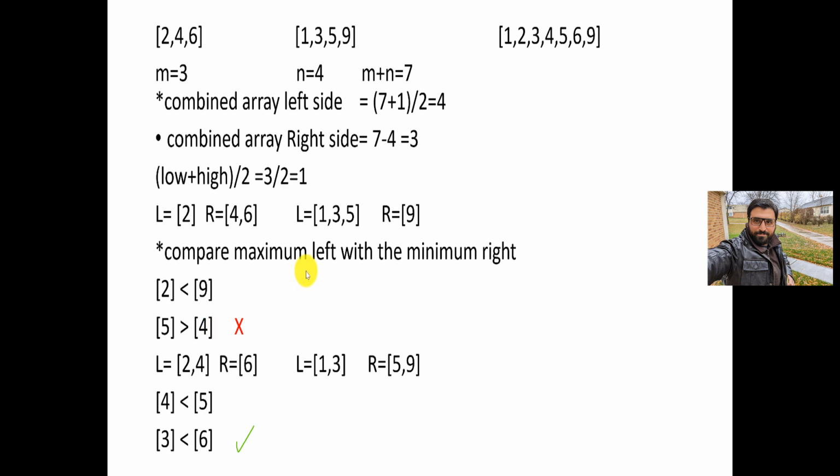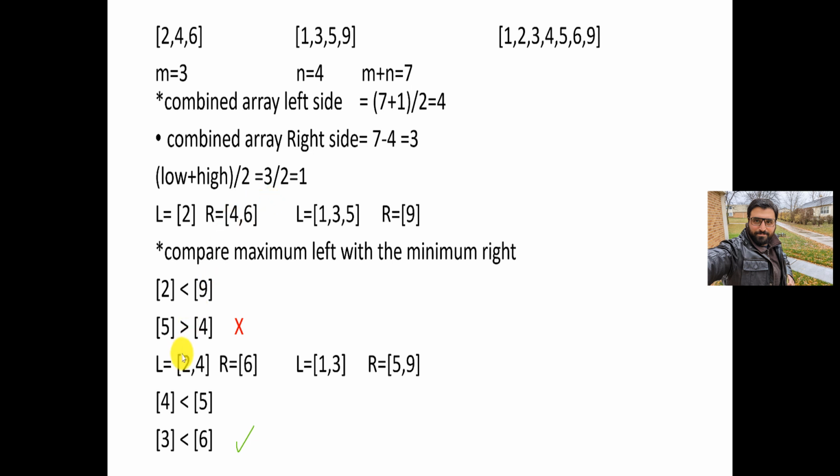In order for us to guarantee that all the minimum elements exist on the left side, the maximum of the left should be less than the minimum of the right. So this violates the rule. So in this case, we need to adjust this bar slightly to the right, to compare 6 with 5. In order to do that, we need to adjust the low value, which now will become 1. So (1 plus 3), 4, divided by 2 is 2.